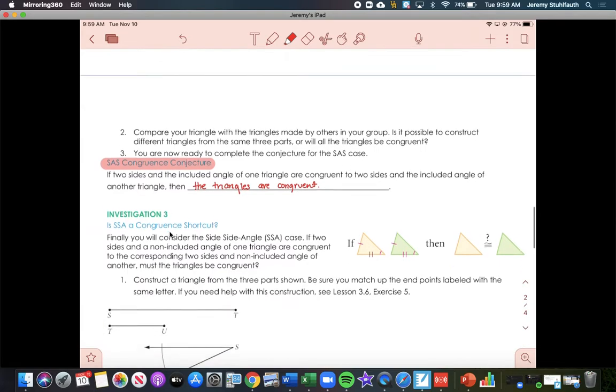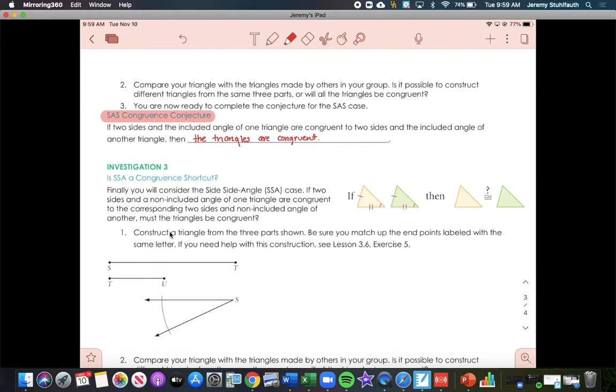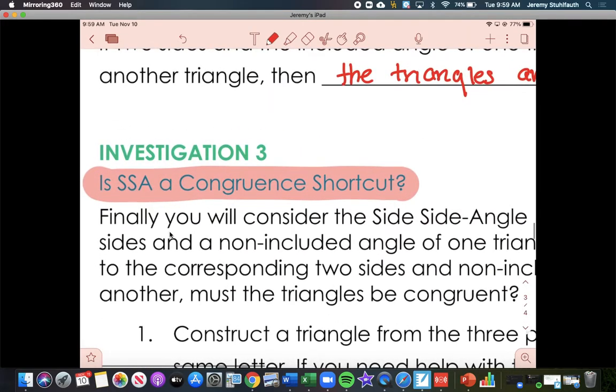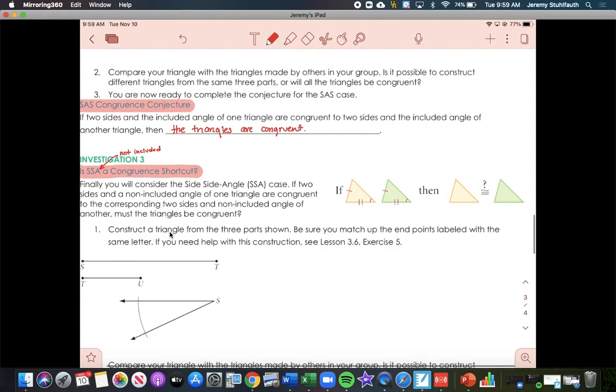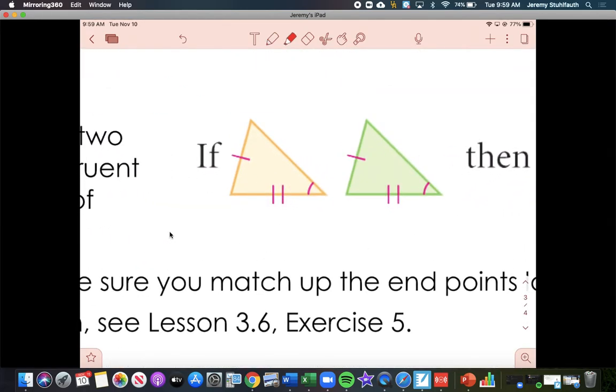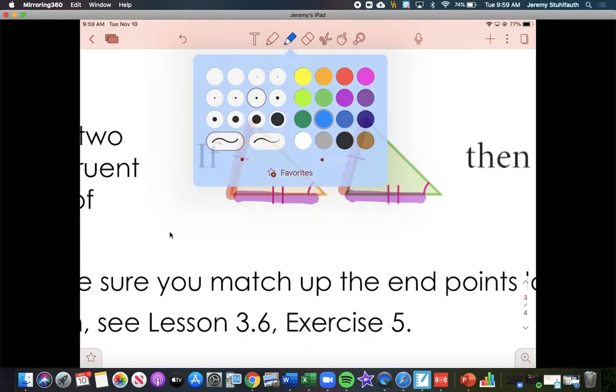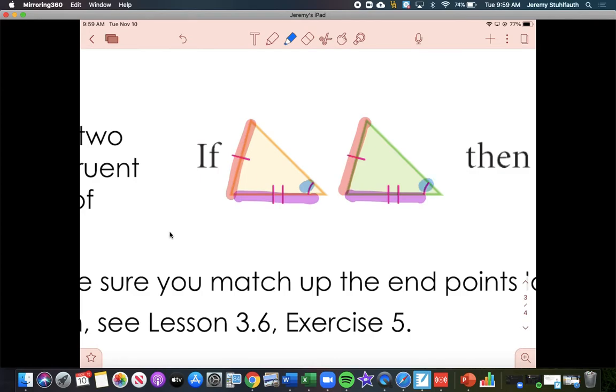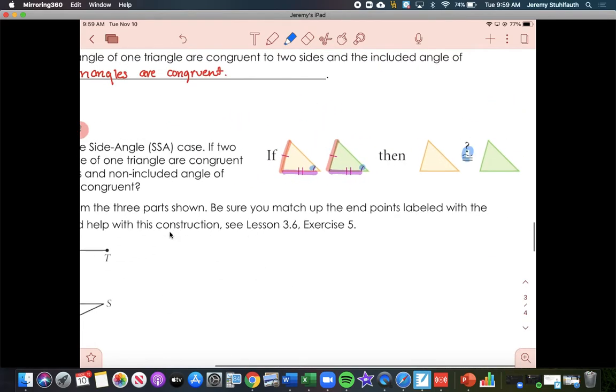So let's take a look at the third one, side-side-angle. If you look at this, you see it's side, side, angle. So this angle is not included. If you look at the picture over here, what we're saying is, if we have this side congruent to this side, and this side congruent to this side, and then you have this angle over here that's congruent, can we say that those two triangles are congruent? That's our question.